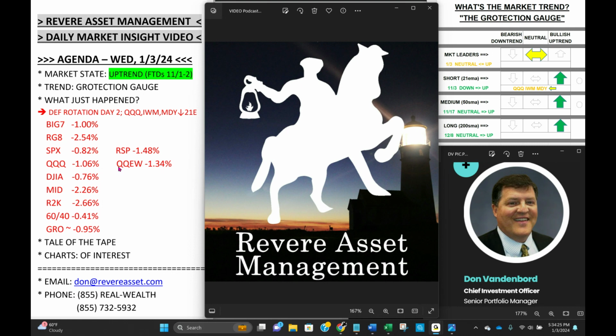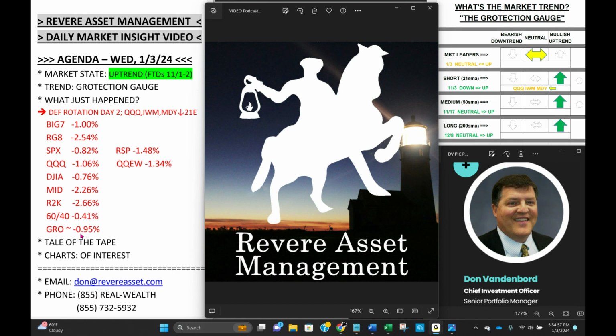That says the selling was indiscriminate, when both of the equal weight indexes take a beating worse than the big cap indexes. Dow down the least, down 0.76%. Mid caps and small caps hit hard: mid caps down 2.3%, Russell 2000 small caps down 2.7%. Bond prices started lower but added strength during the day, so yields ended up coming off. That didn't help the stock indexes, but it did buffer the 60-40 portfolio, down 0.41%.